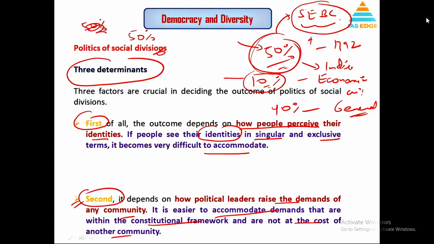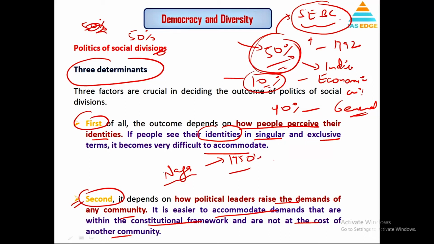Now, the point here is that I'm not saying whether it is good or bad. What I'm trying to mention is that we are just trying to find a way out of the problem that we are facing in India. So in the second situation, we are able to accommodate.